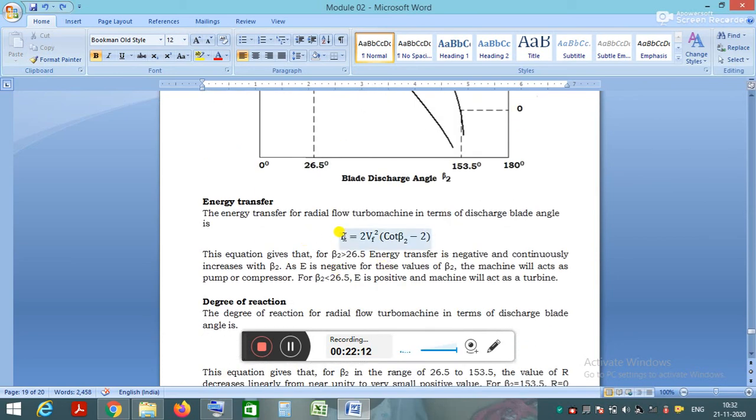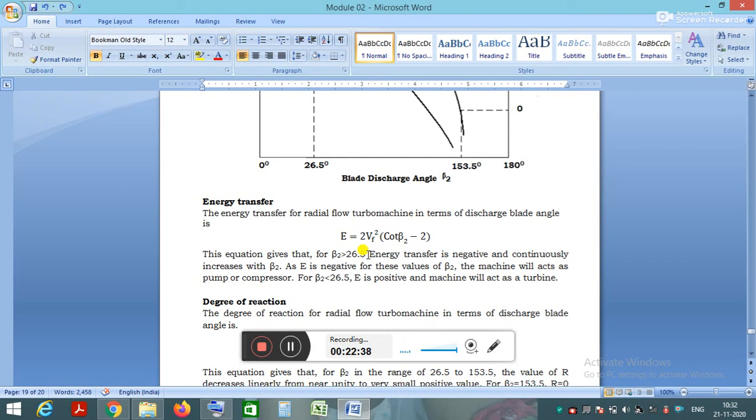We are having this equation, E equals 2 Vf square into cot beta 2 minus 2. You substitute any value greater than 26.5. You will get beta 2 equals any value greater than 26.5, you will get the negative energy transfer. In such case, the turbo machine becomes a power absorbing turbo machine.